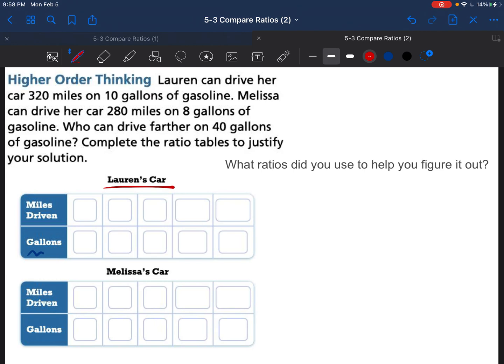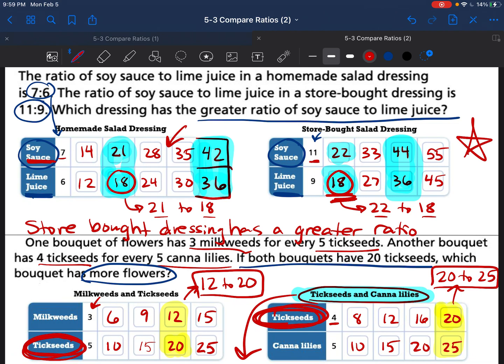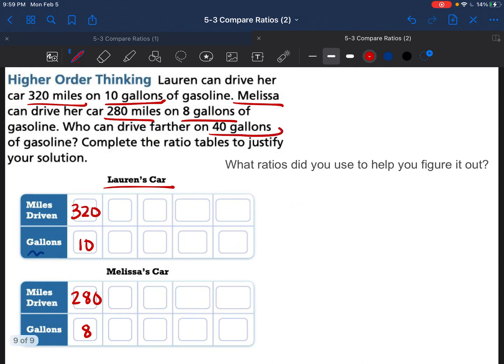So it says Lauren's car goes 320 miles on 10 gallons. So the ratio, 320 miles for 10 gallons. Melissa's car goes 280 miles on 8 gallons. In this case, it's not like this soy sauce problem where we're just trying to figure out what number they have in common. They tell us who can drive farther on 40 gallons. So for both of these gallons, we need to get those numbers to 40. Kind of just like a double number line, guys.